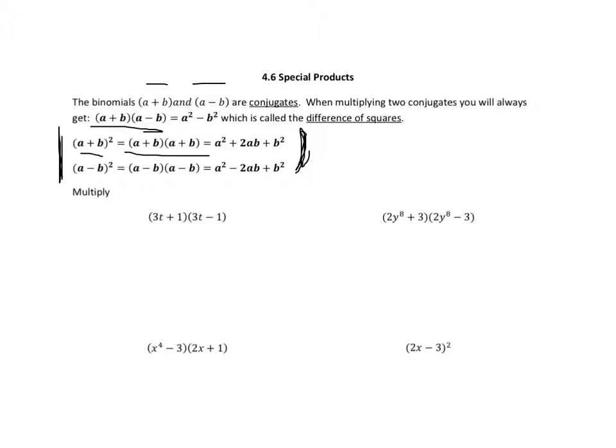So kind of alternate between foiling and box. So this first one here, these are conjugates. We're going to get the difference of squares, and we'll see that here in a second. So foiling this, if we have first times first, 3t times 3t is a 9t squared. The outside, 3t times negative 1 is negative 3t. The inside is 1 times 3t, so plus 3t. Then the last is 1 times negative 1, which is negative 1.